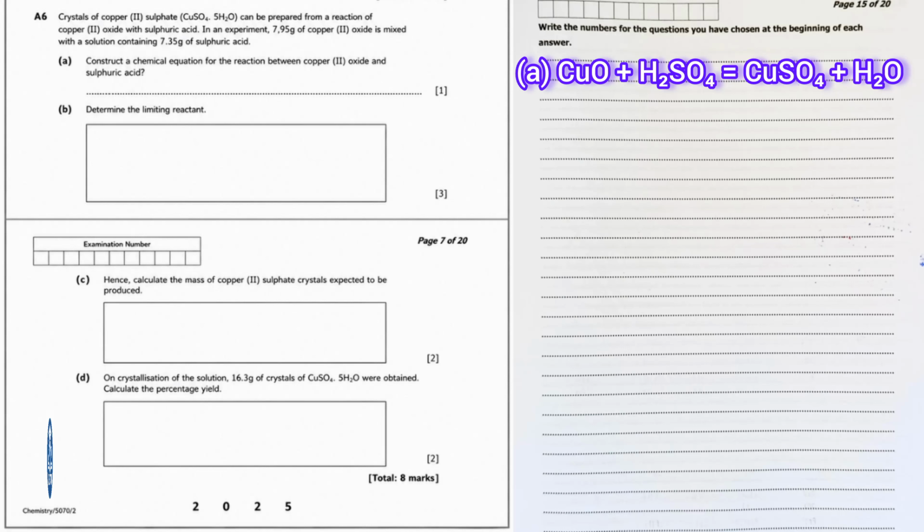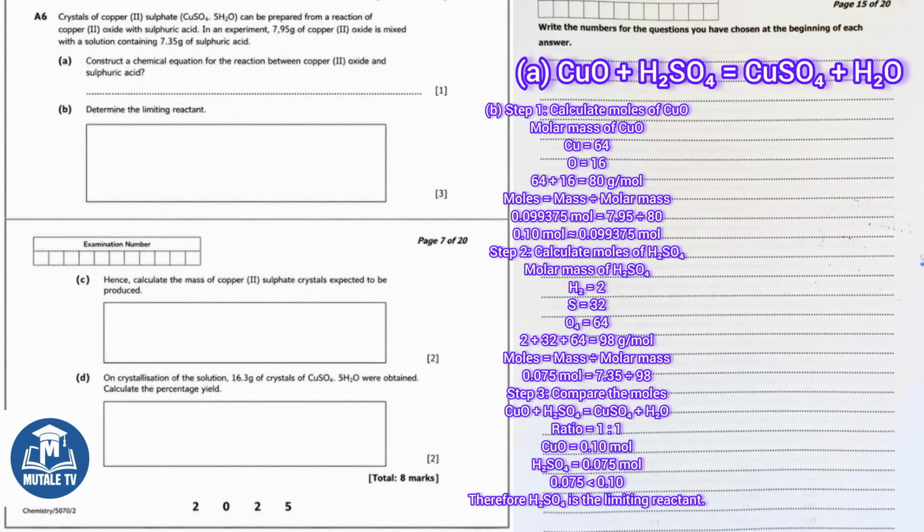Part B says, determine the limiting reactant. Now this is a mole calculation question. Let me walk through it step by step so you understand the method. First, find the moles of copper 2 oxide. The molar mass of CuO is 64 plus 16 equals 80 grams per mole. Moles equals mass divided by molar mass. So 7.95 divided by 80 equals 0.099 moles. We round this to 0.1 moles of CuO.